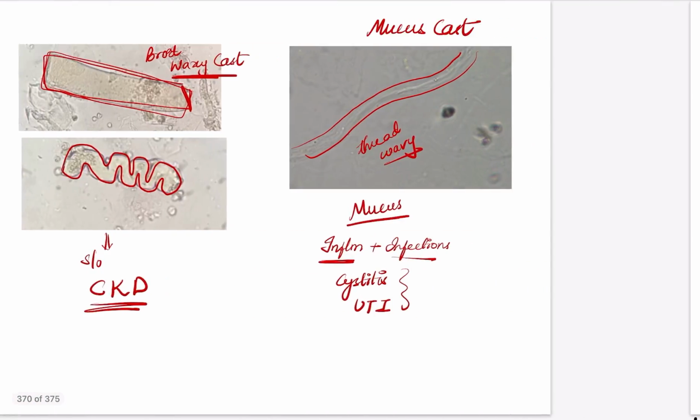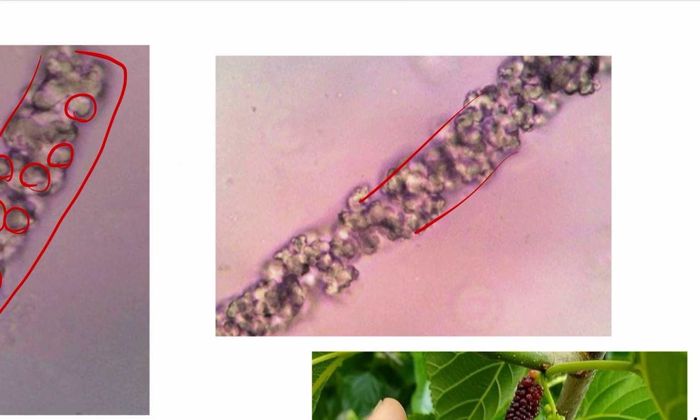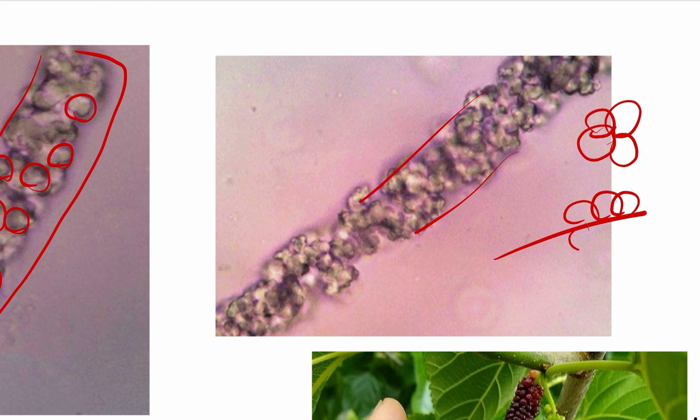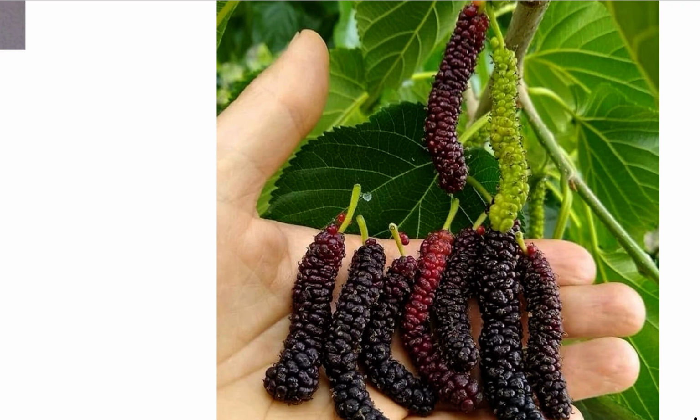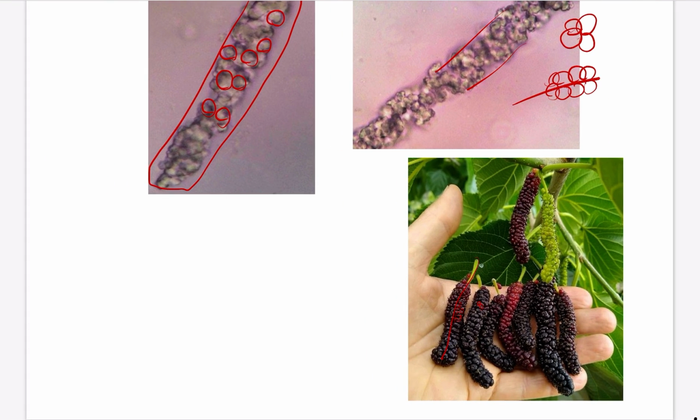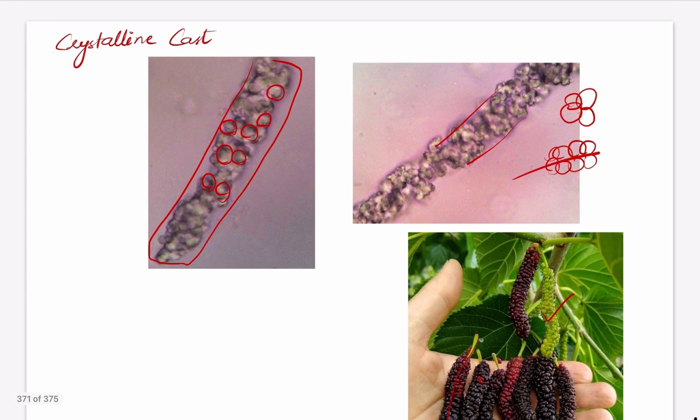Whereas here, it gives you the appearance of a cluster of grapes, one overlapping the other. You have one stalk over which the grapes are present. When you look from the top, they have this overlapping appearance. It is similar to a mulberry. There is a central strand over which these grape-like clusters are formed, giving an overlapping bubble appearance, very similar to a mulberry.